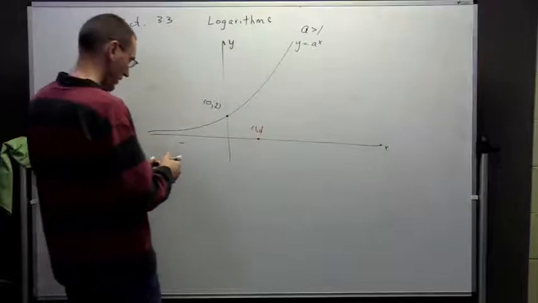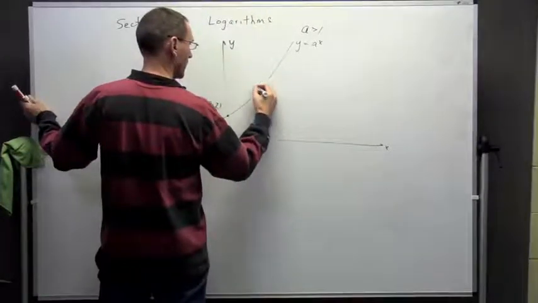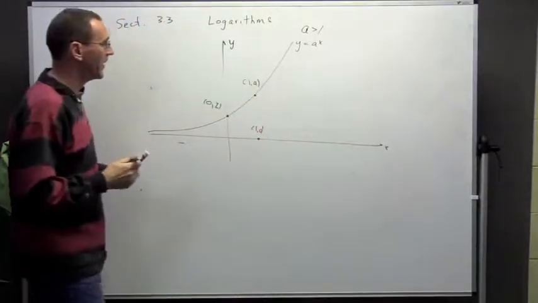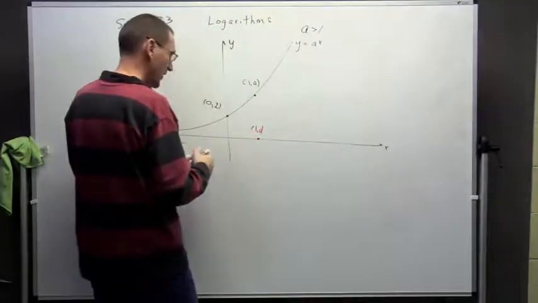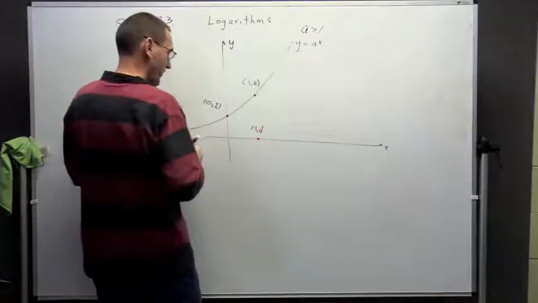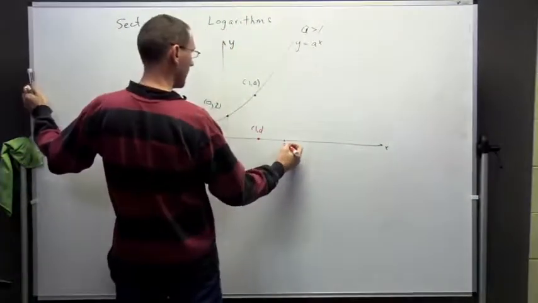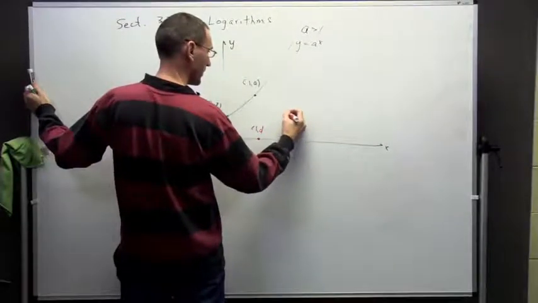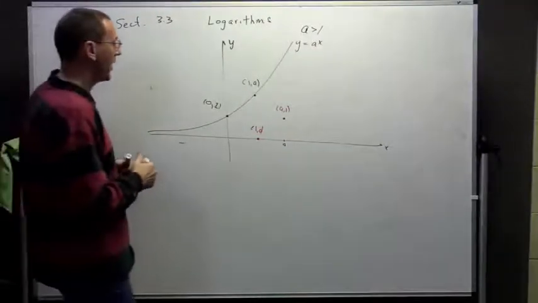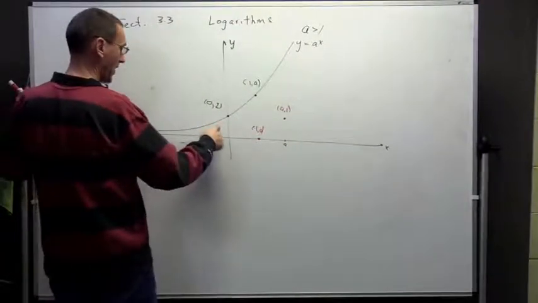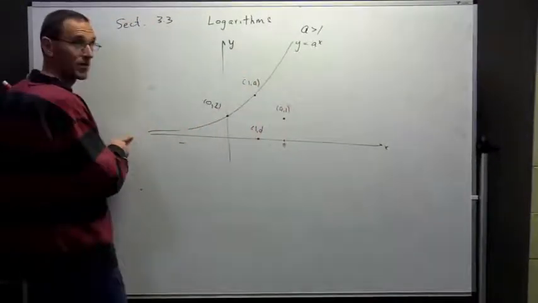Okay, and what's another interesting point? Well, when x equals 1, the y value is going to be a, because this is a to the 1. So when I come out here to a, then the point a, 1 is also going to be on this graph. Okay? And now what happens here? As x gets very, very negative, the y gets closer and closer and closer to 0.